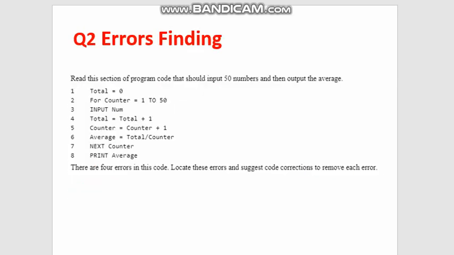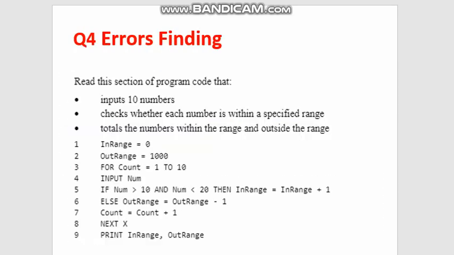Okay. Let's try another one. This fourth one. Input 10 numbers. Check whether the number is within a specific range or not. Then total the numbers within the range or outside the range. So first of all, in range is fine, out range must be 0, because we have to count how many numbers are in range and out range. So change line 2 to out range equal to 0.